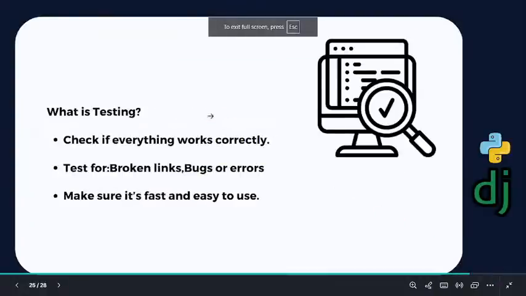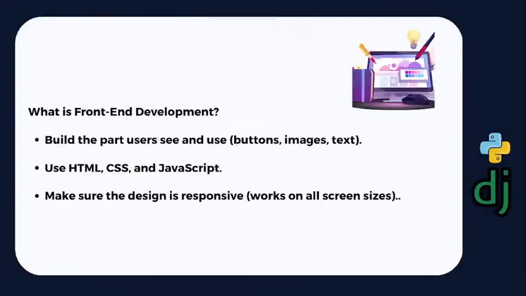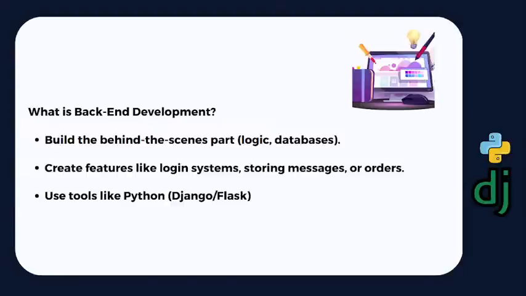And after the front end, we need to build our back end. We already saw what the back end is. The back end is building the behind-the-scenes part, the logic and database. We need to connect all the data and process it perfectly. These are the things we need to look out for. Creating features like a login form, storing messages, and an order system.